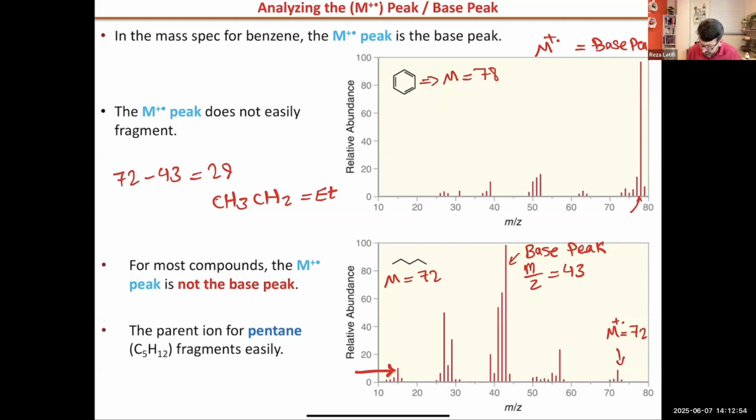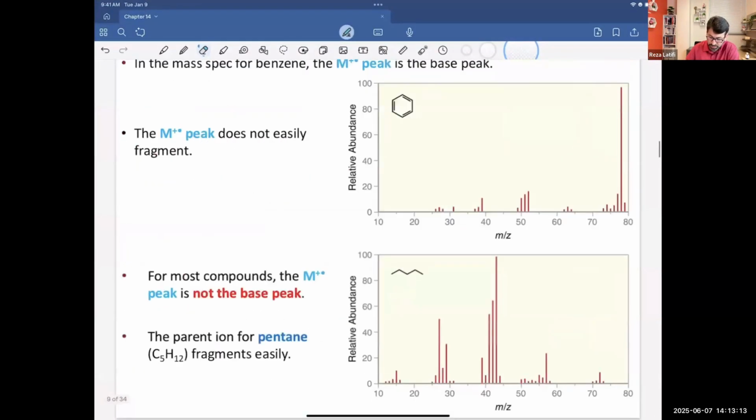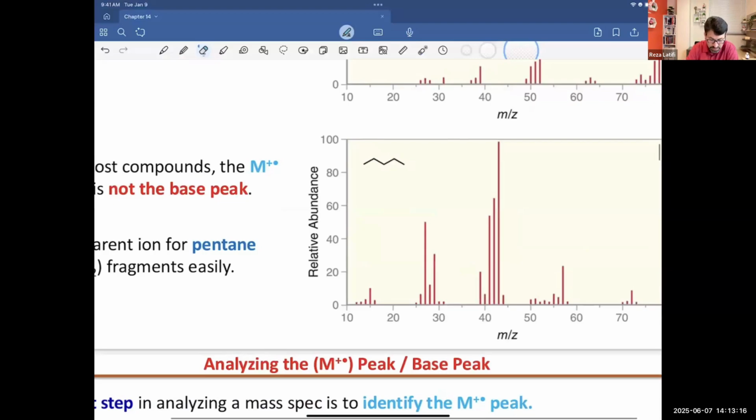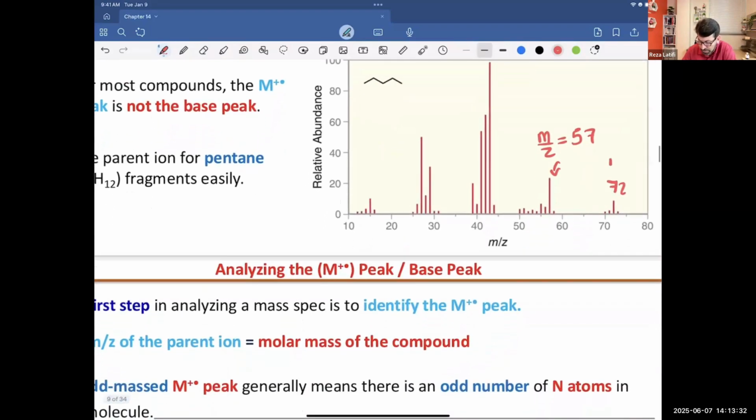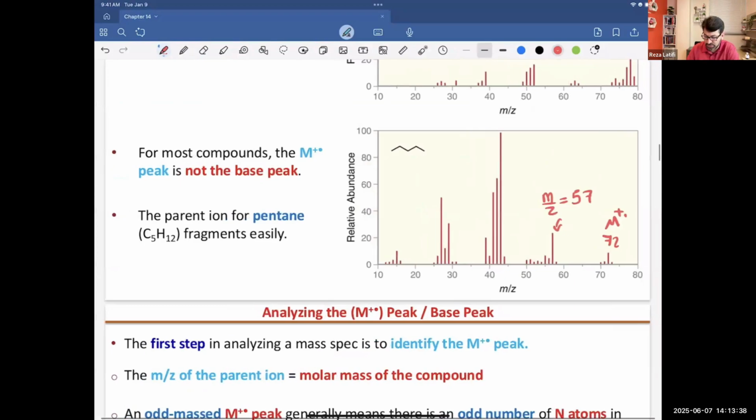Now, if I subtract these two, it's telling me that I lost an ethyl group from the pentane molecule. Is it possible to lose a methyl instead of an ethyl? Let's give it a try. So we said this one is 72. The question is, what's that peak? If we look at it, we have 55, 56, 57. M over Z is 57. And we said this one is the molecular ion peak. Let's subtract these two and see what we get.